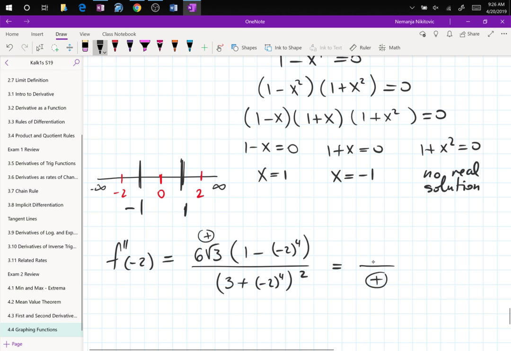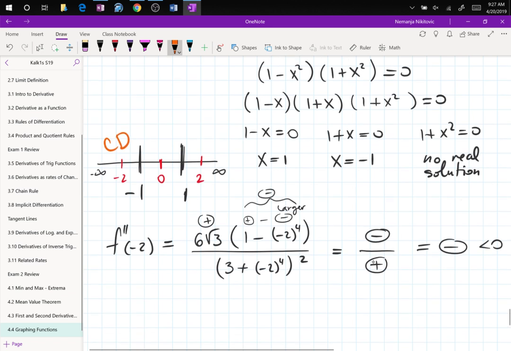a larger positive number. So this is positive minus a negative, which is larger. So I get negative for the entire parenthesis, because I have a positive number minus a larger number. So that's going to be negative, and then I have a negative. So it's a negative, which is less than 0, which is concave down on the first part.